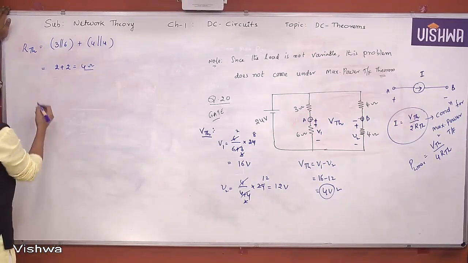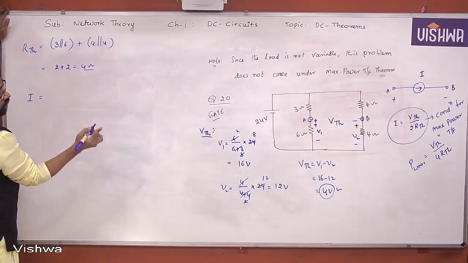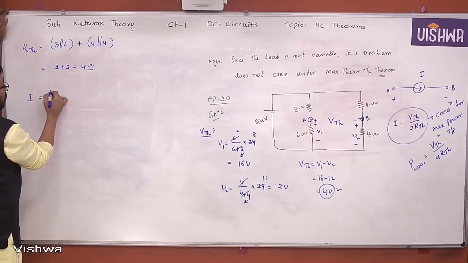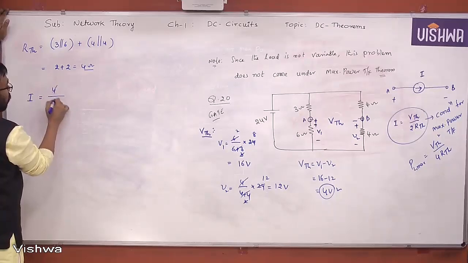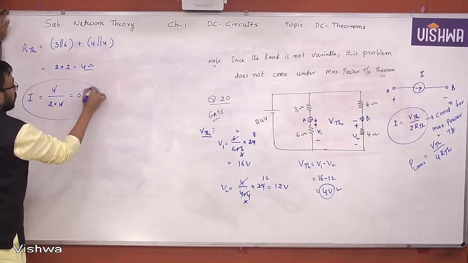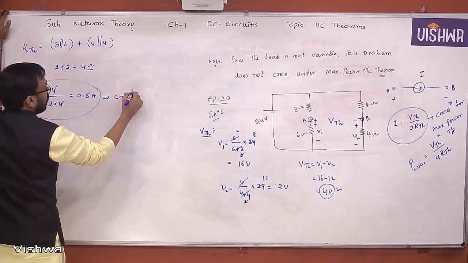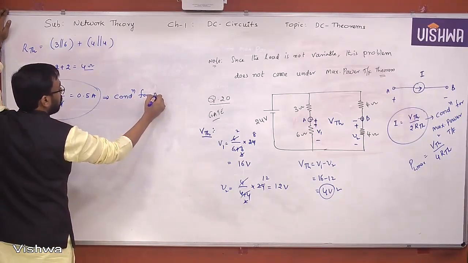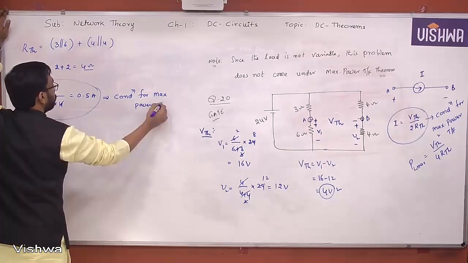Now what is the condition for maximum power transfer? I is equal to VTH by 2 times RTH. VTH is 4, so 4 by 2 times 4, that is 0.5 ampere. This is the condition for maximum power transfer.